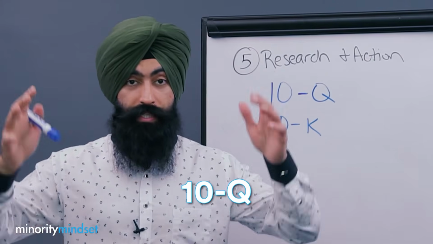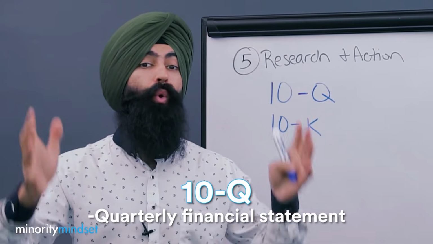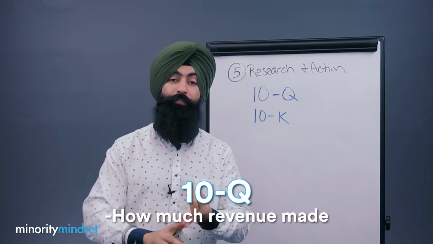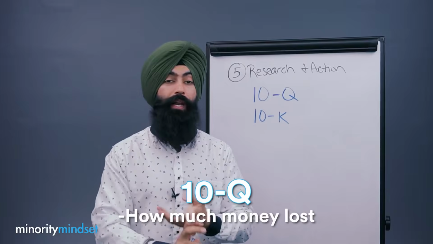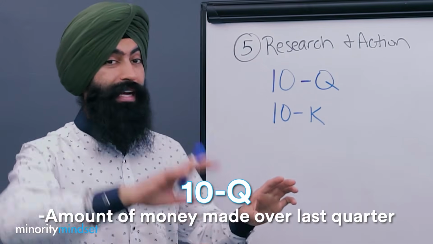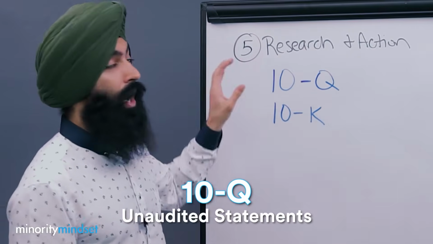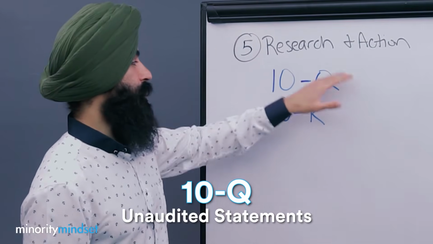A 10Q is its quarterly, so every 3 months, a quarterly financial statement. This statement will tell you how much money a company made, how much revenue it made, how much profit it made, how much money it lost. This is how much money it made over the last quarter that it's reporting for. But what you need to remember about the 10Q is these are unaudited statements. So these are statements just released by the company.